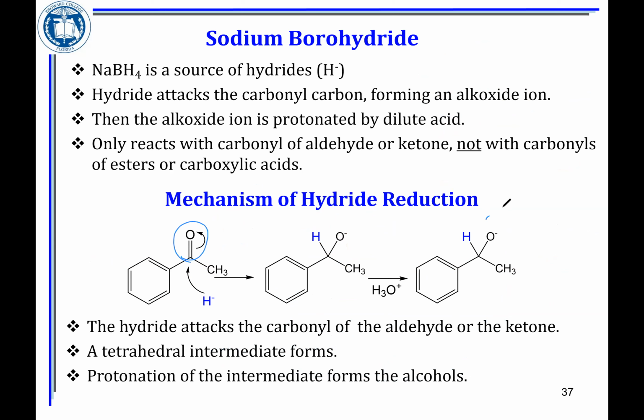The product is going to be secondary alcohol after protonation. So first step, you always get the alkoxide when you bring the nucleophile. Next step, you protonate and you get your secondary alcohol. That's another method of preparation for alcohol.